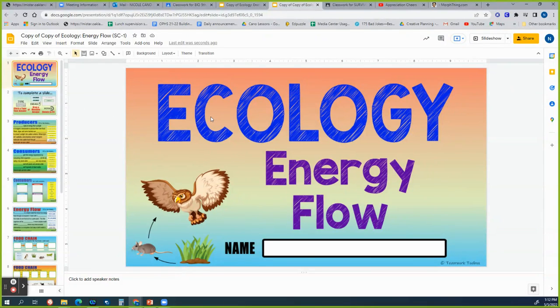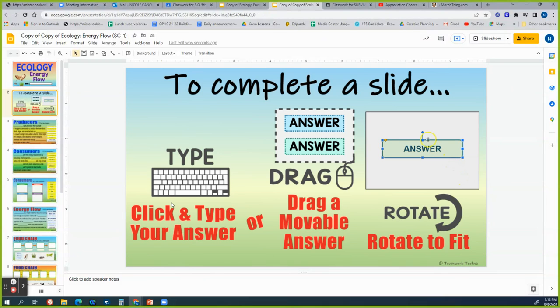All right, so ecology, energy flow, there are three ways in which you are going to answer questions. You can simply type an answer into a question. There is a drag and drop option where you will have an answer in a box and then you will just kind of drag that over. Or maybe you might have to rotate or move an answer or resize it to make it fit.